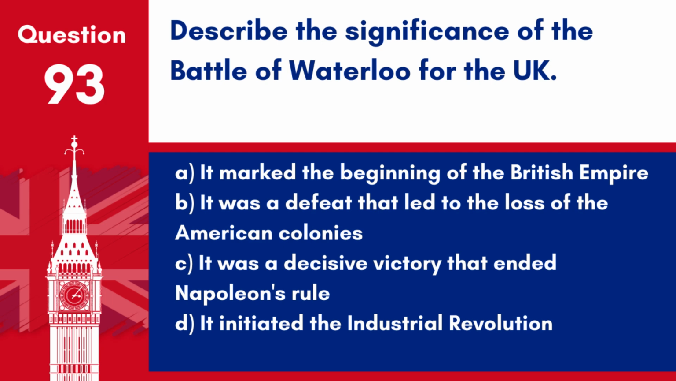Question 93. Describe the significance of the Battle of Waterloo for the UK. A. It marked the beginning of the British Empire. B. It was a defeat that led to the loss of the American colonies. C. It was a decisive victory that ended Napoleon's rule. D. It initiated the Industrial Revolution. Answer: C. It was a decisive victory that ended Napoleon's rule. The Battle of Waterloo in 1815 is significant for the UK as it marked a decisive victory against Napoleon Bonaparte, ending his rule and the Napoleonic Wars.